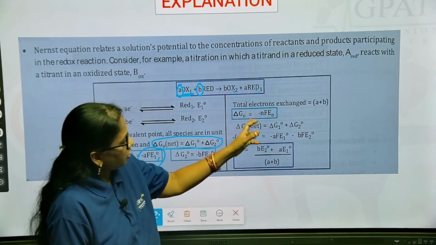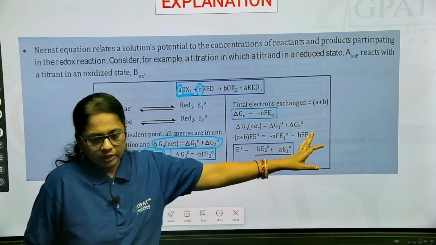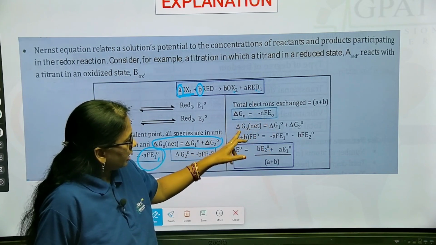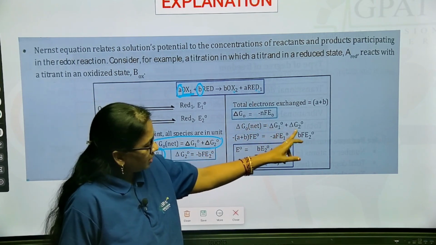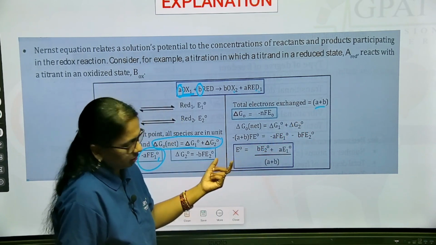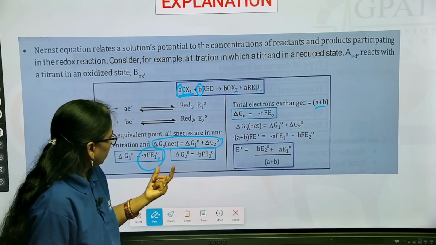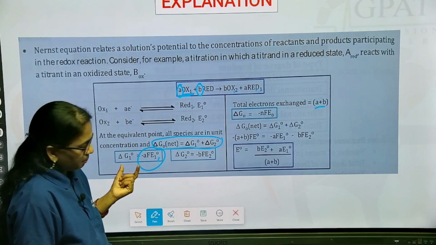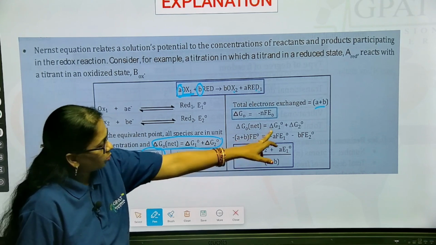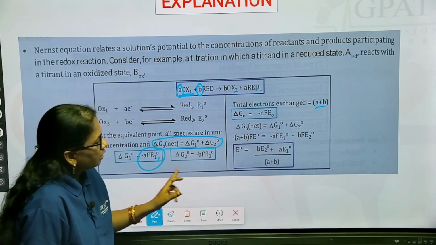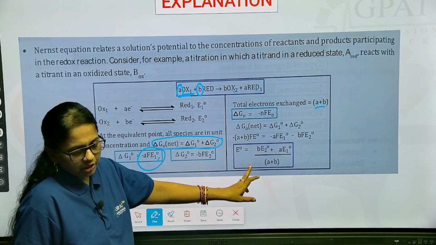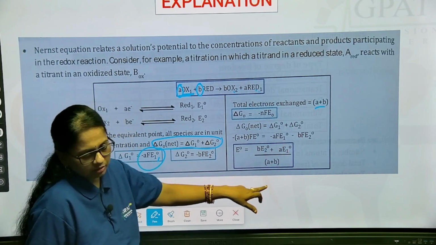Total electrons exchanged, if you take, that is A plus B, delta G equals minus nFE naught. Okay. So, delta G naught equals delta G1 plus delta G2. That means A plus B, I told you the stoichiometry. Okay. So, here if you see the equation, delta G1, what is this? Minus A into F into E1. In the same way you are going to apply it. So, what is delta G1, what is delta G2? If you substitute these equations here, finally you are going to get the potential like this. Okay. Finally, the equation becomes like this.